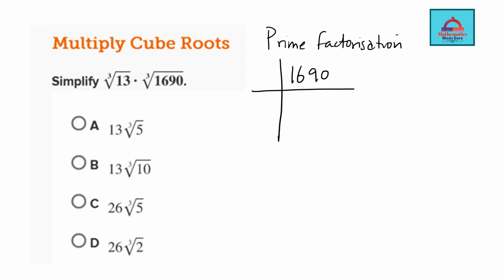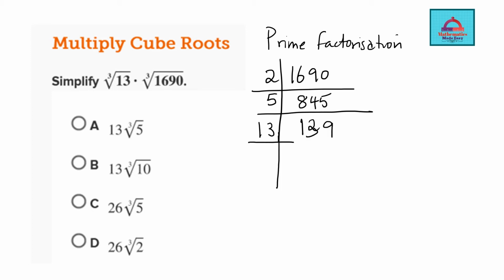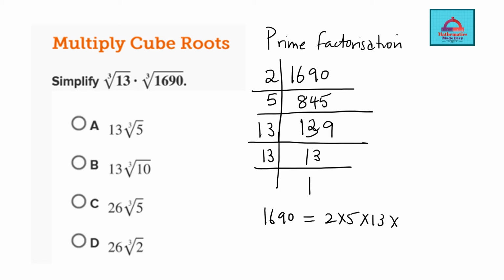So it's an even number. We start with 2. So 845. Now it's an odd number, so we do it with 5. What do you get? 5 ones are 5, and then you get 169. Now this is the perfect square of 13, so this is what you get in the prime factorization. So 1690 is equal to 2 multiplied with 5 multiplied with 13 multiplied with 13.